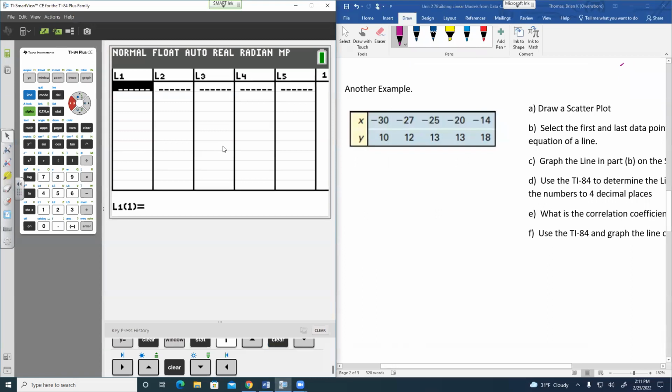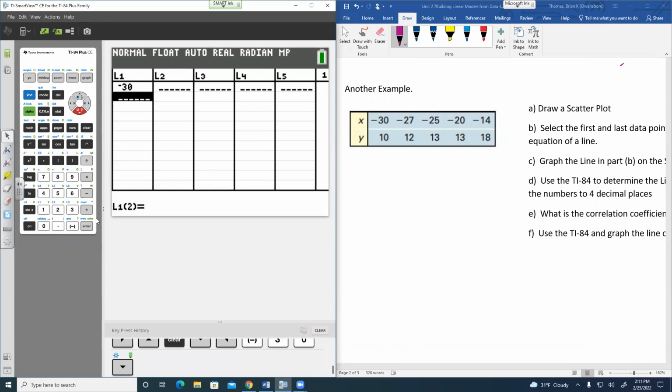So our X list is going to be the L1 list. So we have a -30, come down, -27, come down, -25, come down, -20, come down, -14. And that looks like that's it.